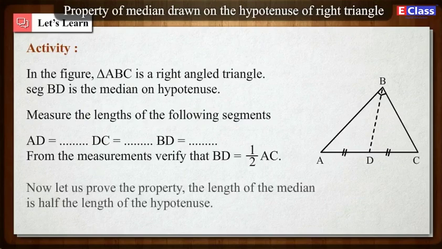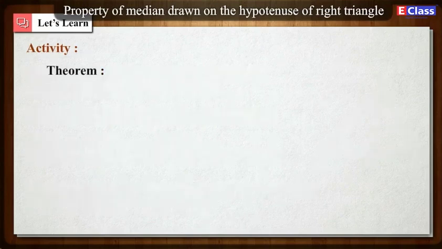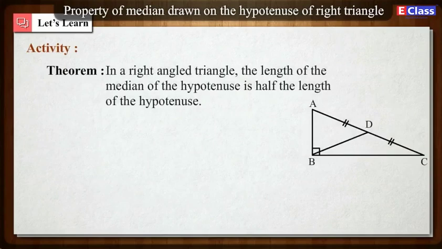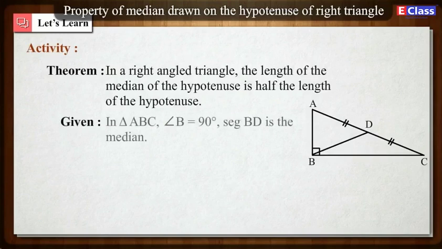Now, let us prove the property. The length of the median is half the length of the hypotenuse. Theorem. In a right-angled triangle, the length of the median of the hypotenuse is half the length of the hypotenuse. Given. In triangle ABC, angle B is equal to 90 degrees. Segment BD is the median. To prove, BD is equal to half of AC.